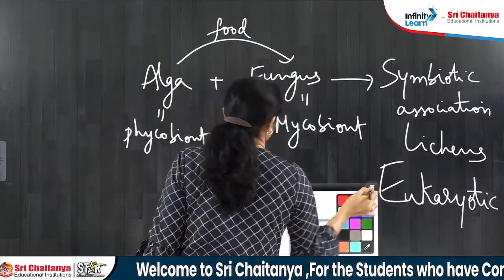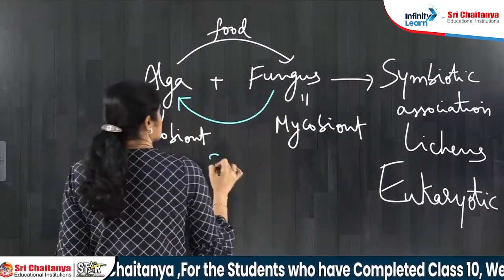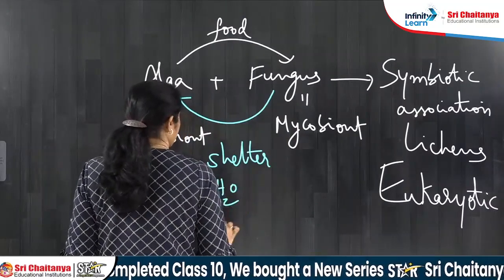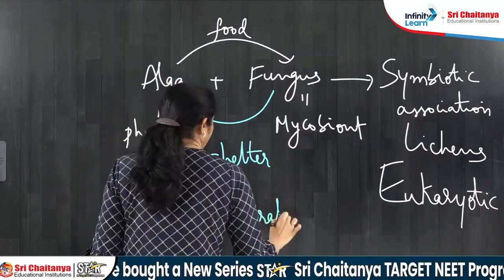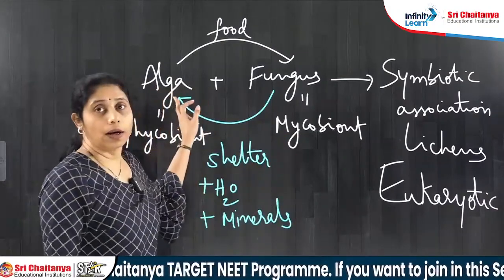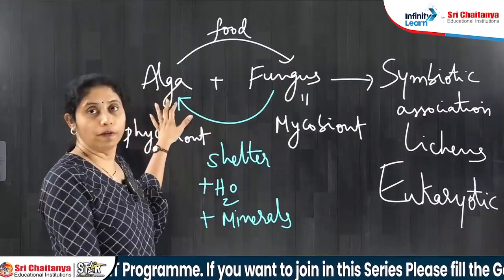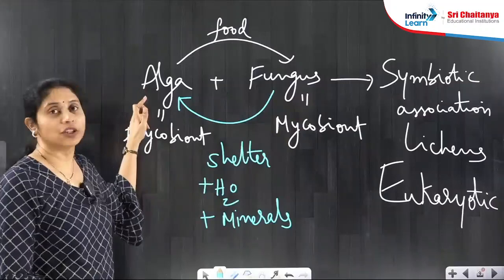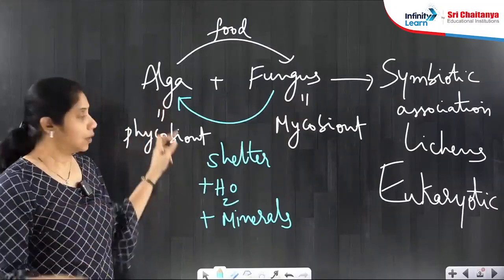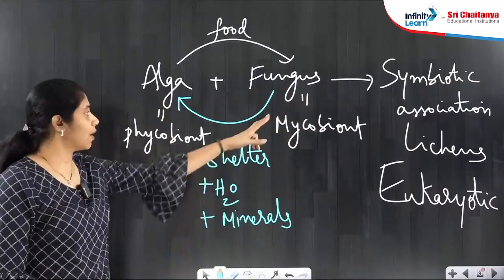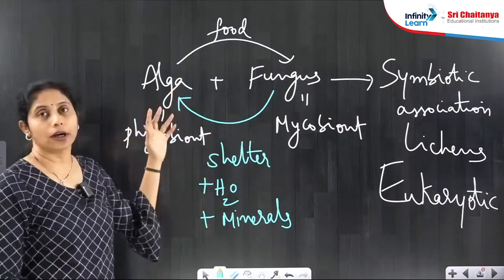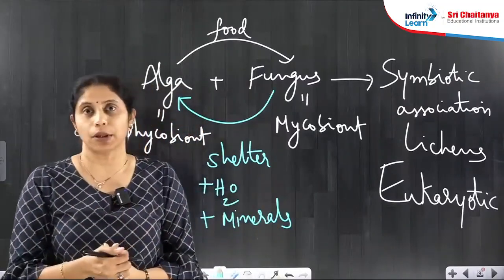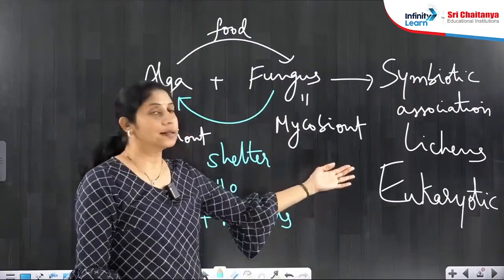In return, the fungus will be giving shelter to the alga, plus water and minerals provided by the fungus to the alga. So the alga will perform photosynthesis because it contains chlorophyll, and it will form the food. That food will be provided to the fungus. The fungus in return will be giving shelter. It will be keeping the alga in its structure. Shelter it will provide, and water and minerals will be provided by the fungus to the alga. So it is a symbiotic, mutually beneficial association. One is giving something, the other one is also giving something. This symbiotic association is called lichens.